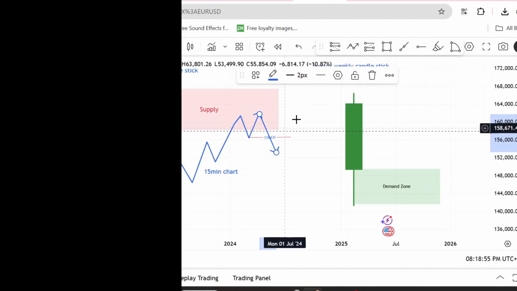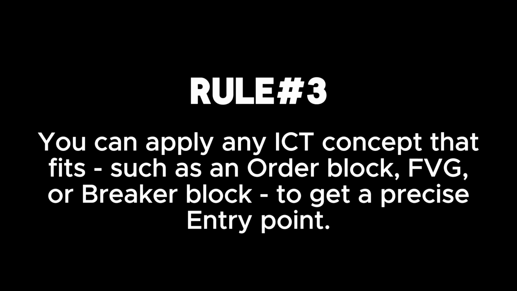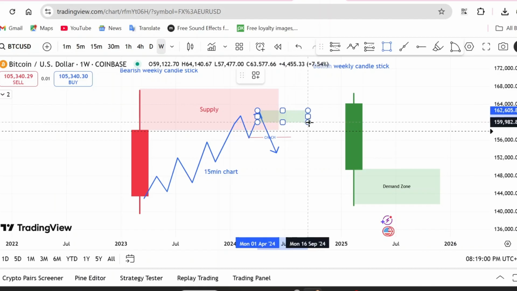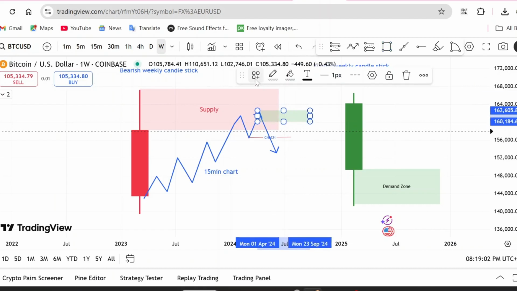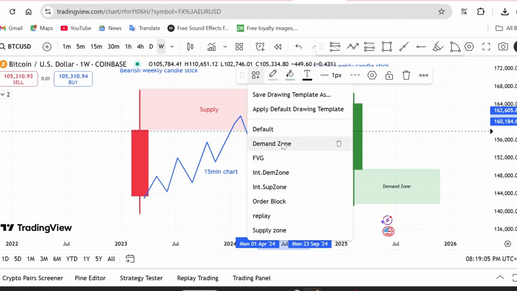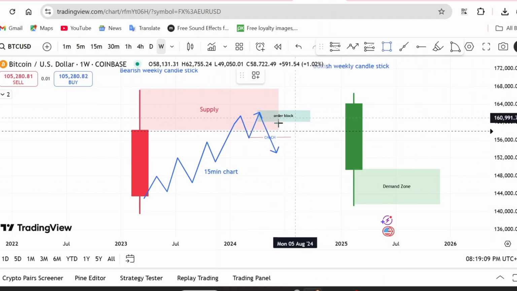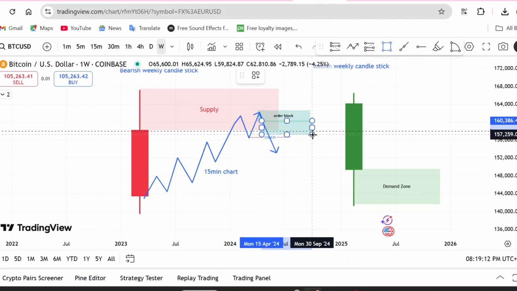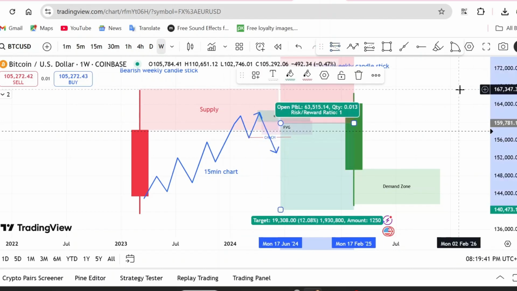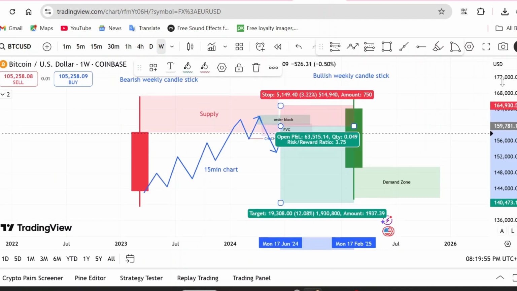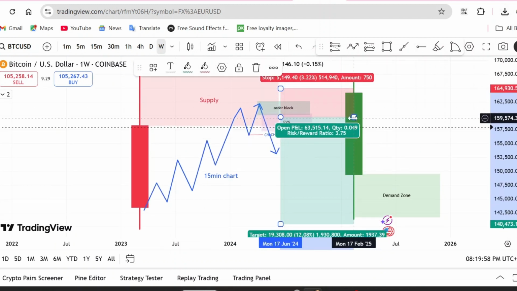Now, here is another rule to keep in mind. You can apply any ICT concept that fits, such as order block, fair value gap, or even breaker block to get a precise entry point. But if none of these setups appear, no stress. Just pull out your Fibonacci tool and consider entering from the 50% retracement of the move. This adds flexibility to your entries without compromising on precision.